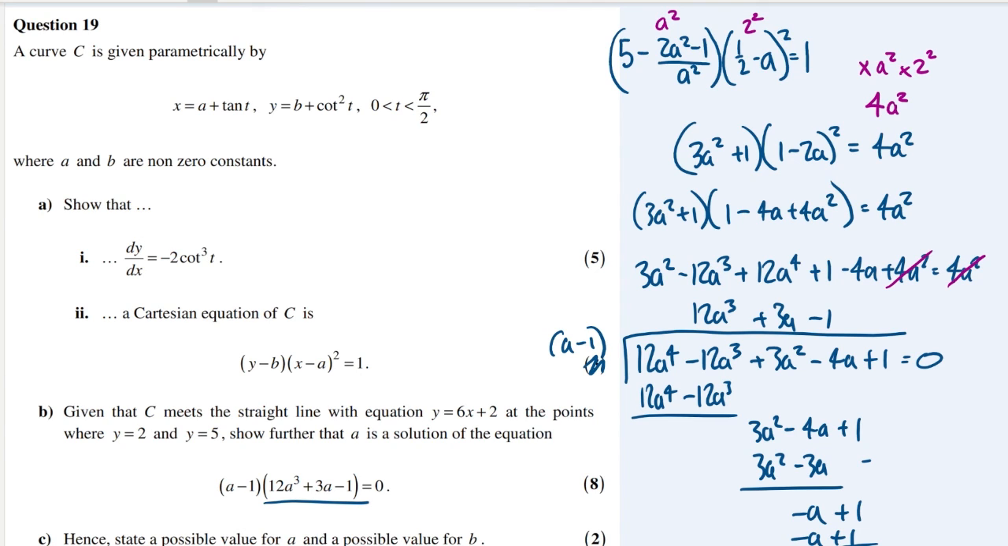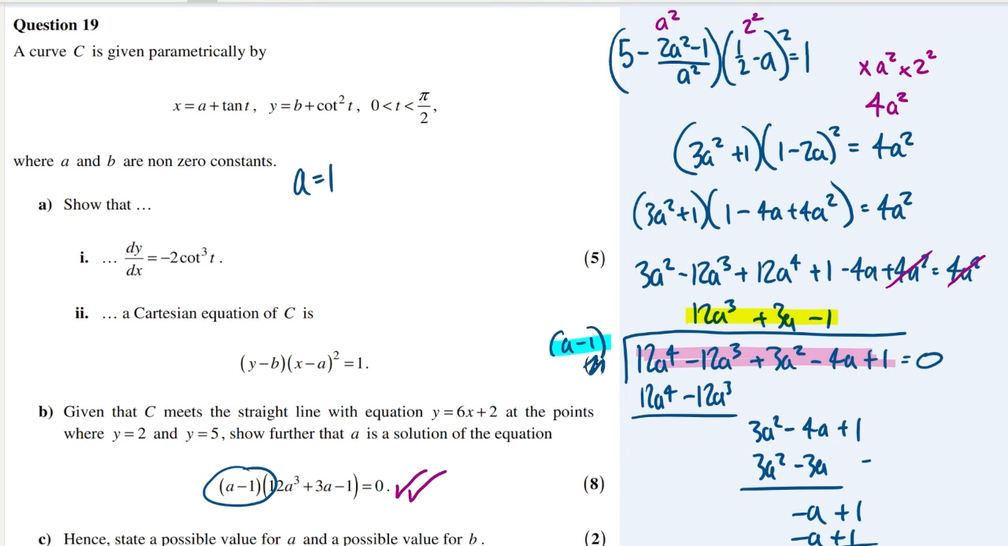So therefore we are safe to say that this is true. Because this is the same as this, and when multiplied by this gives us our expression, which we found from using the information given. So I think that's proven. I'm happy with that. State a possible value for A and a possible value for B. Well, let's look at this straight off the bat. A equals 1 satisfies the equation, so A equals 1.